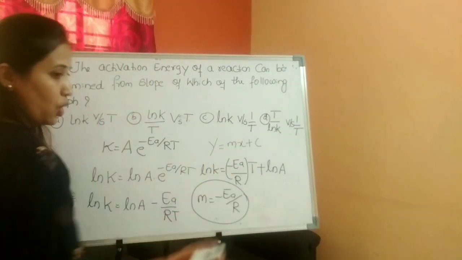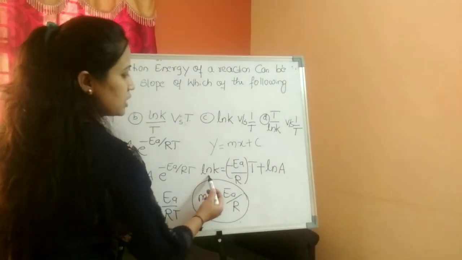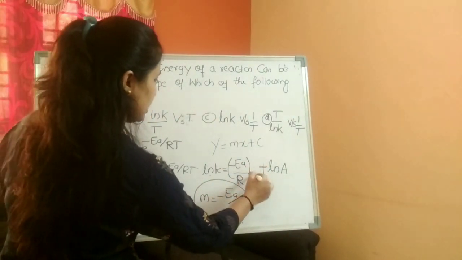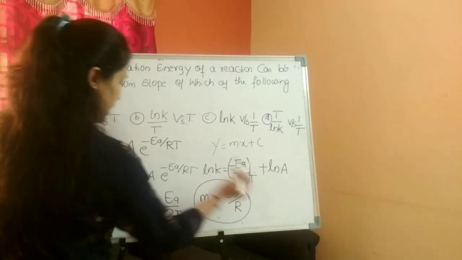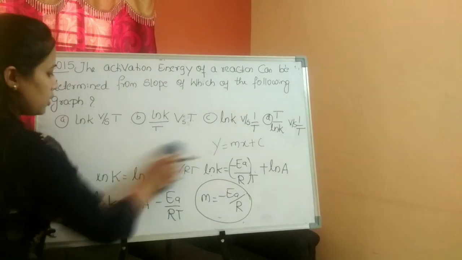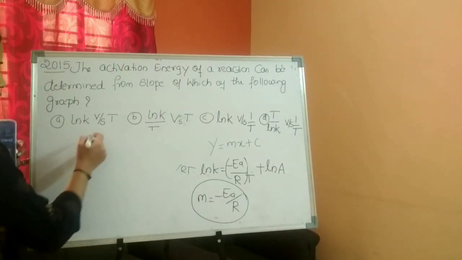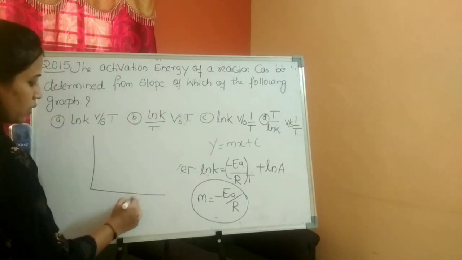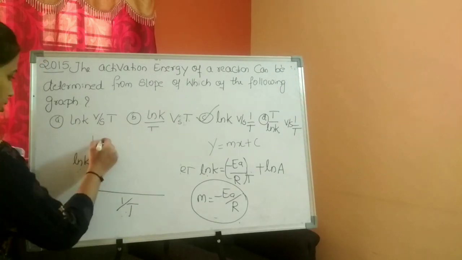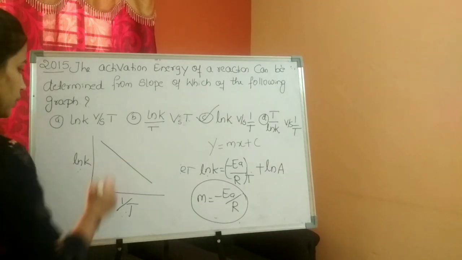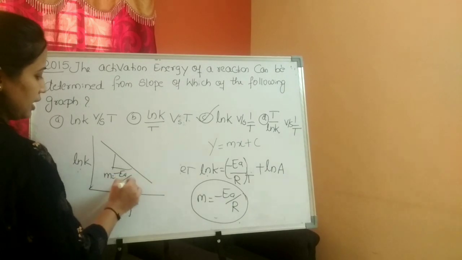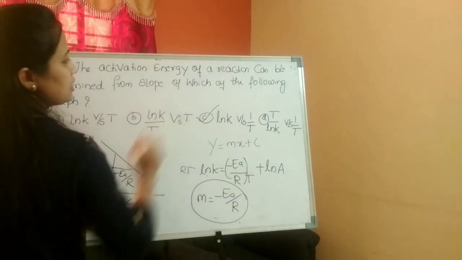How? If I draw a graph of ln K versus 1 by temperature, I am going to get a slope value. So that is how the graph will be drawn. This is how the graph will be drawn, with 1 by T on one axis and ln K on the other, where the slope value is m equal to minus EA by R. Okay, so option C is the correct one.